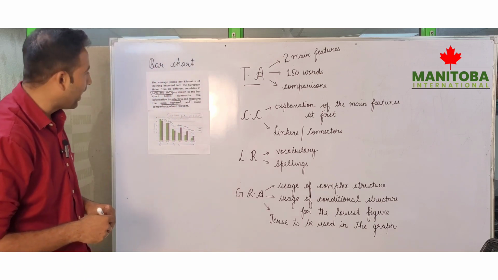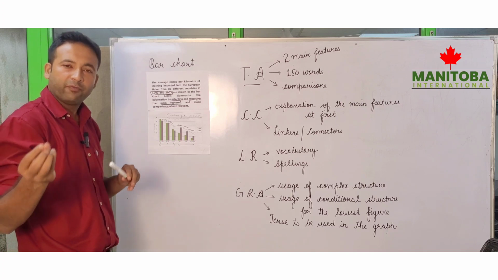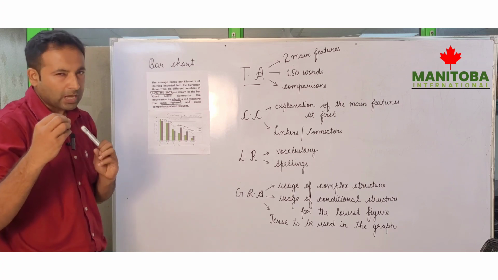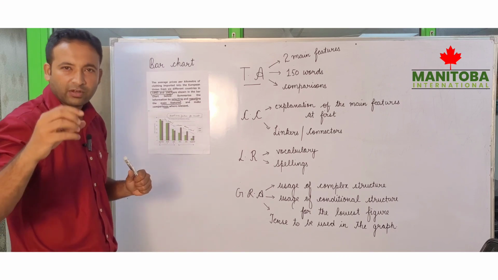In this case, we had only 1993 and 2003, which means that we have to use only past tense. So all these things together form a combination for achieving 7, 7.5 or 8.